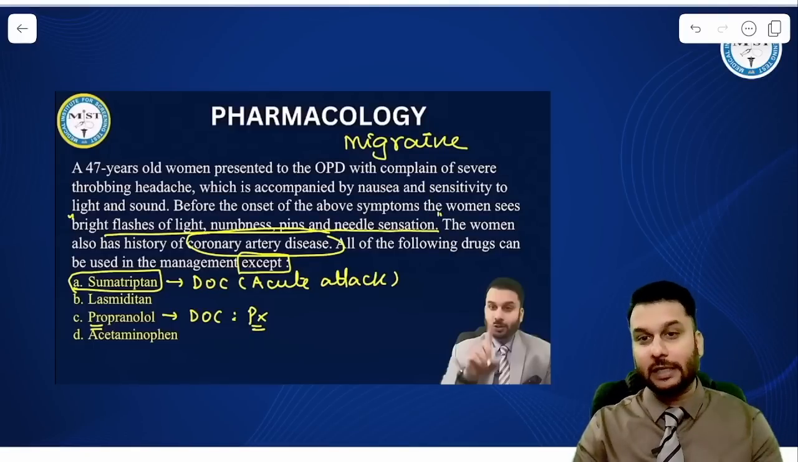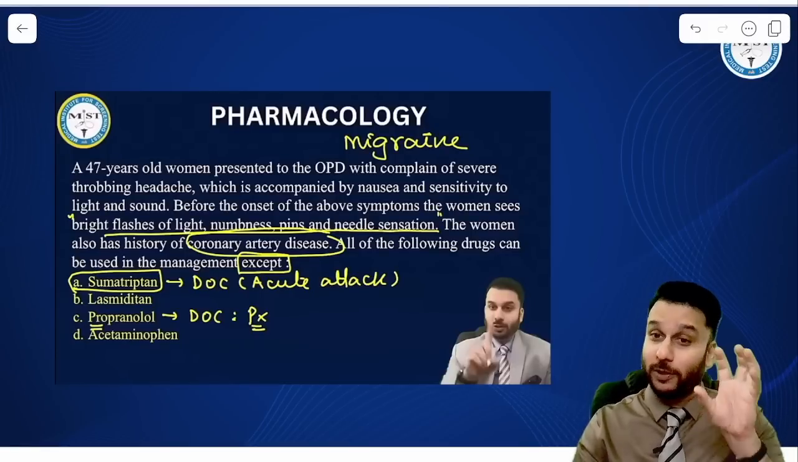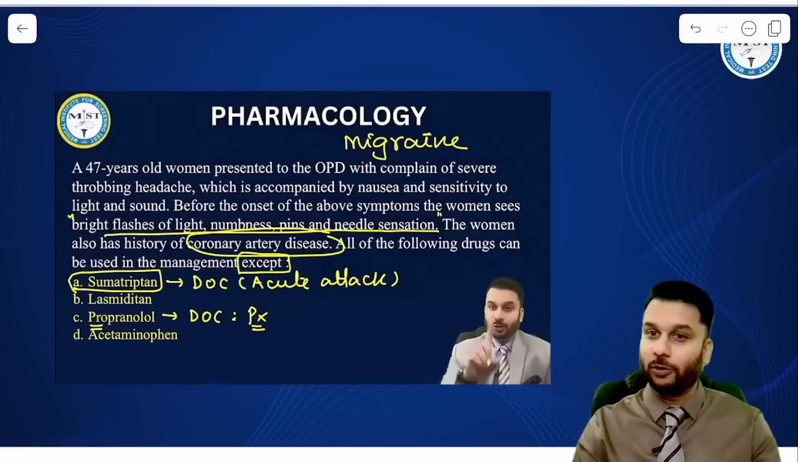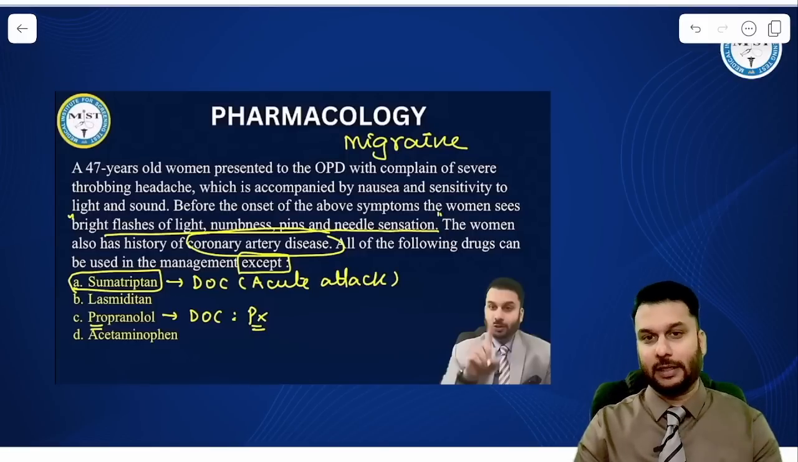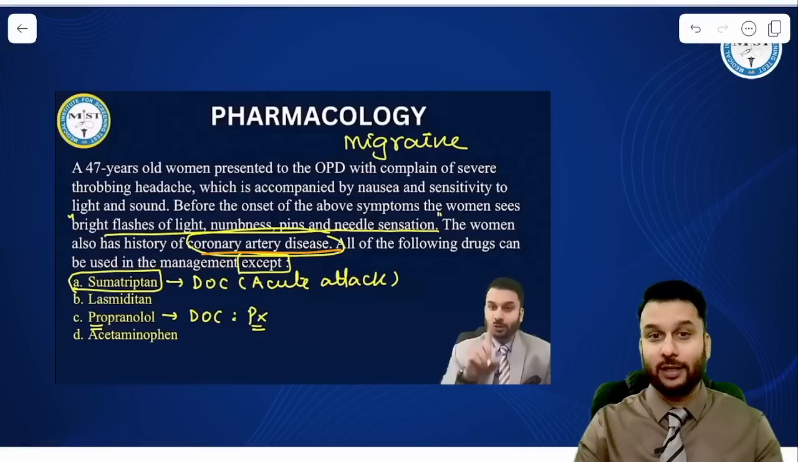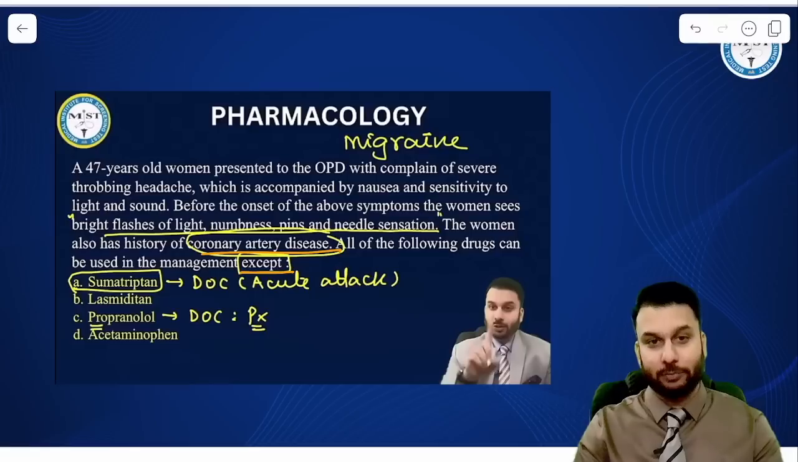First of all, in this case, I have given you a case scenario to diagnose migraine. As you can see in the real exam, the questions these days, first you have to diagnose the disease, then you have to know the treatment. So that's why in all my series, I've always given questions like this only, right? So you can see coronary artery disease is there. Now, all of the following can be used in the management except. That was my question. All right.